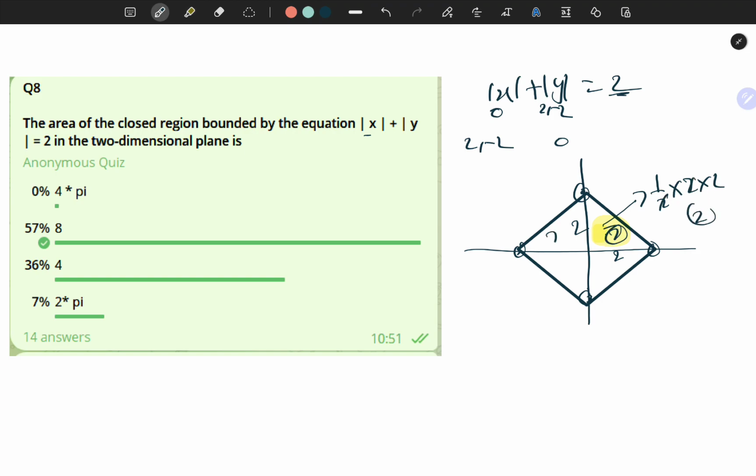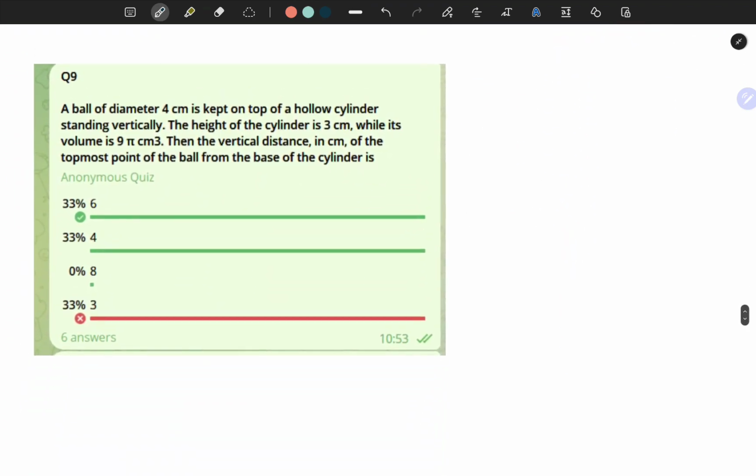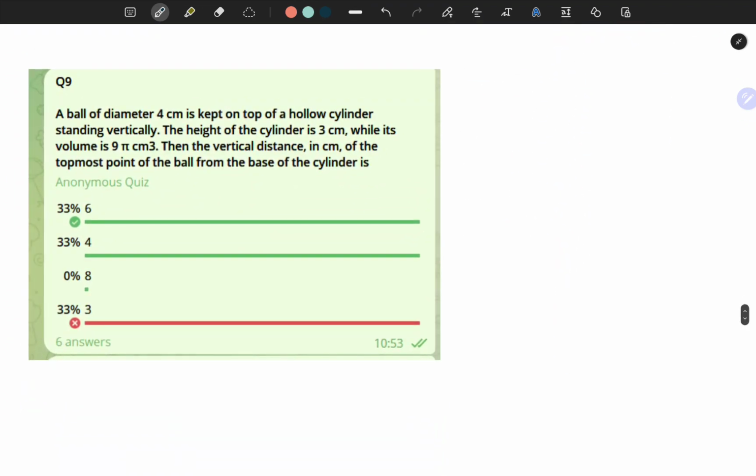So area of this is 2, again this will be 2, this will be 2, this will be 2, so total area will be how much? 2 into 4, 8 is the answer to this question. That's it, done. Now question number 9, good one.